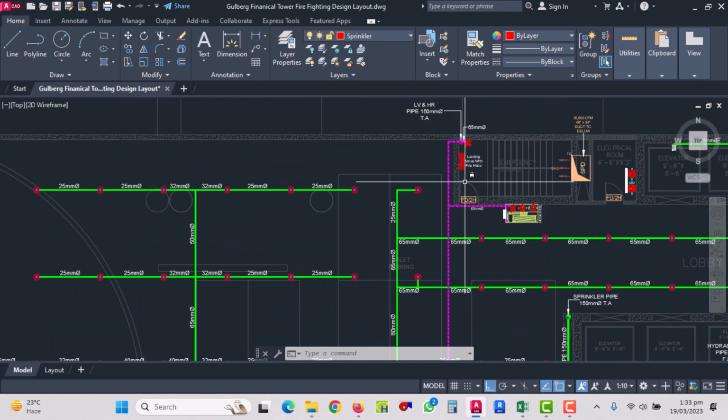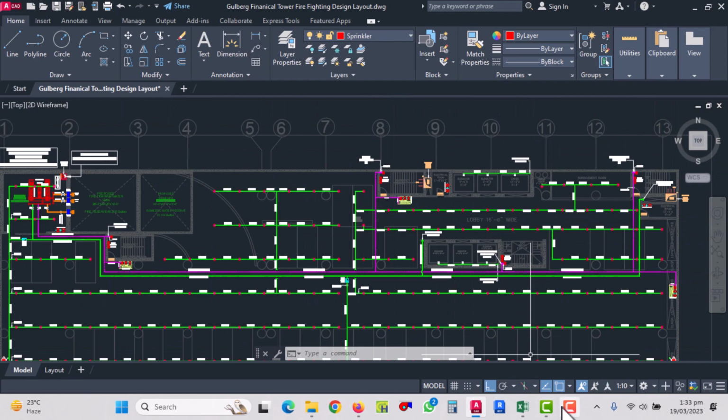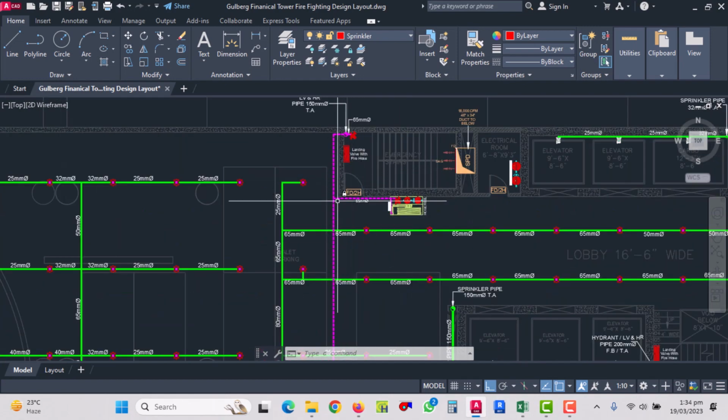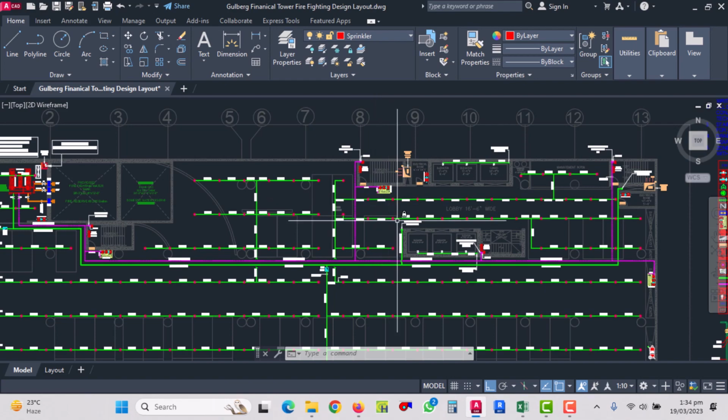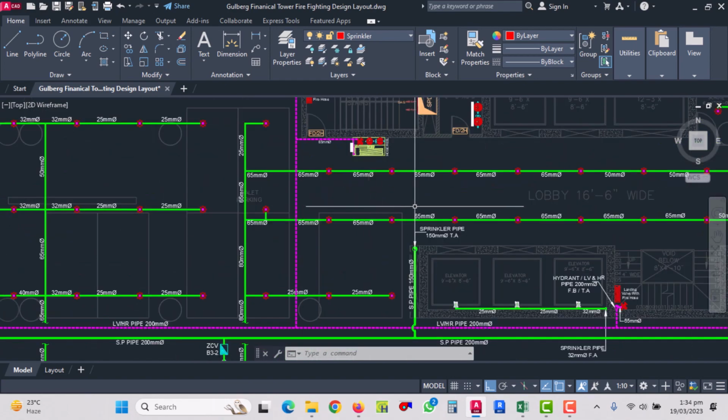Here you can see it's a single leaf door, and the single leaf door size is 7 feet height and 3 feet width. The area is 21 square feet, and then the number of doors opened during evacuation. When the fire happened, which doors will be open? In this you can see this door will be open, the people will flow this way, people will go this way, and there is another door in other floors.